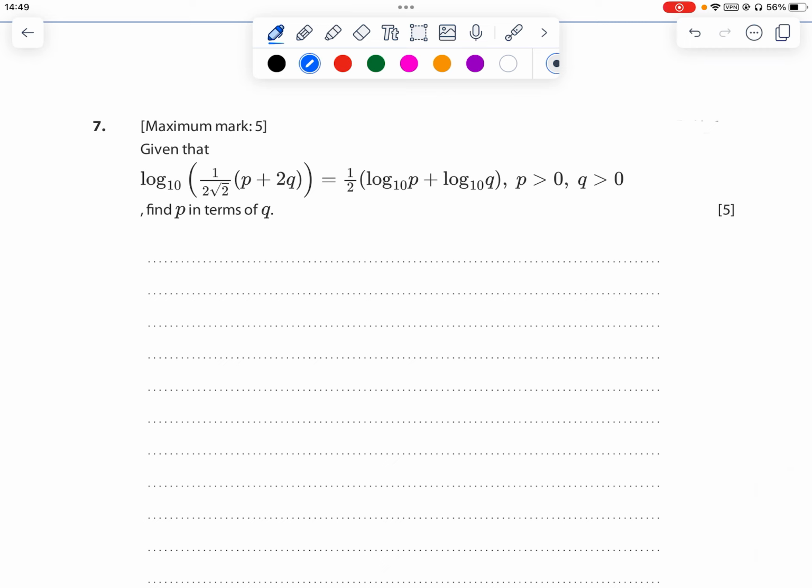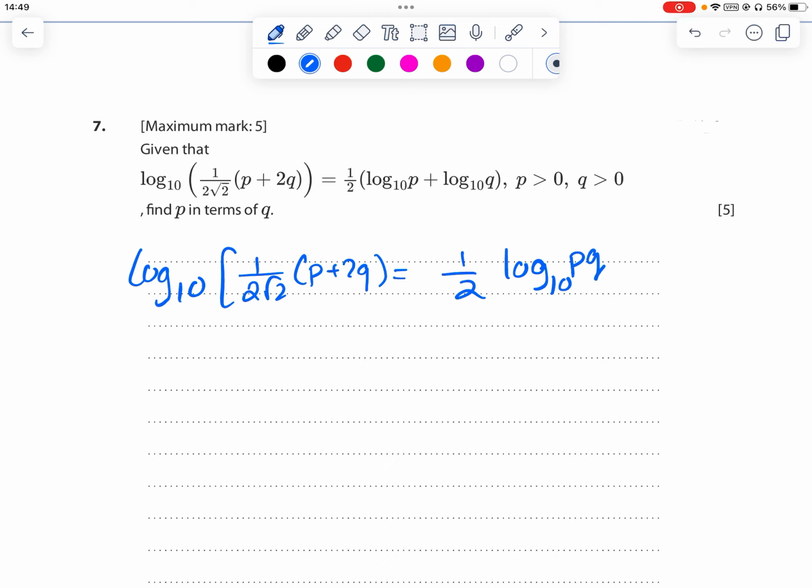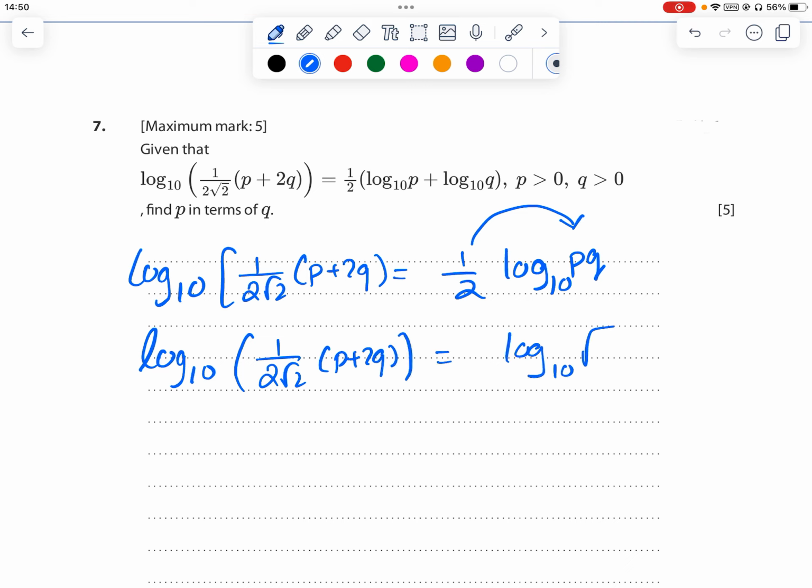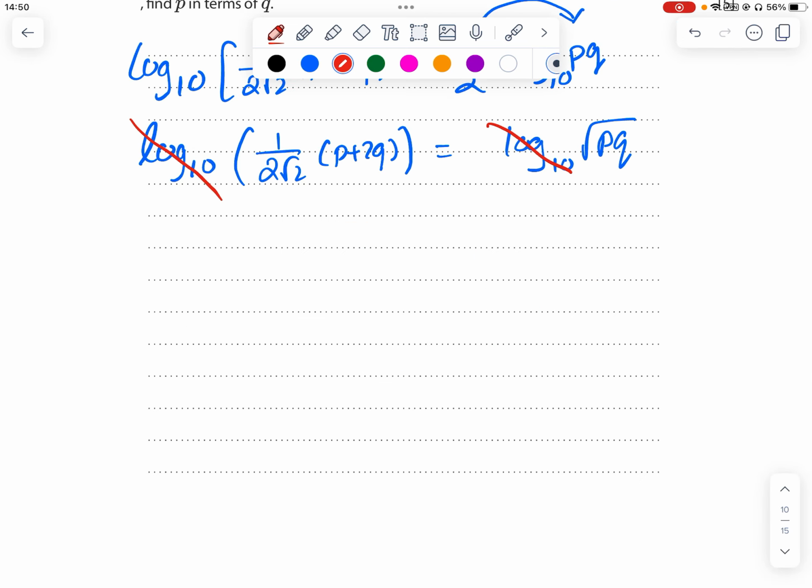Question number 7. So this is log base 10 of 1 upon 2 root 2 times p plus 2q equals 1 upon 2 log base 10 pq. Now this 1 upon 2 goes to the power, it becomes a root. So log base 10 of 1 upon 2 root 2 times p plus 2q equals log base 10 of the square root of pq. What can I do? Log base 10 gets cancelled.